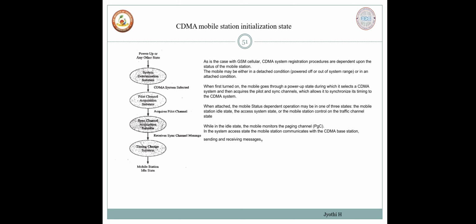When attached, the mobile status dependent operation may be in one of three states. One is the mobile station idle state. The other is the system access state, or the mobile station control on the traffic channel state. While in the idle state, the mobile monitors the paging channel. In the system access state, the mobile station communicates with the CDMA base station, sending and receiving messages.